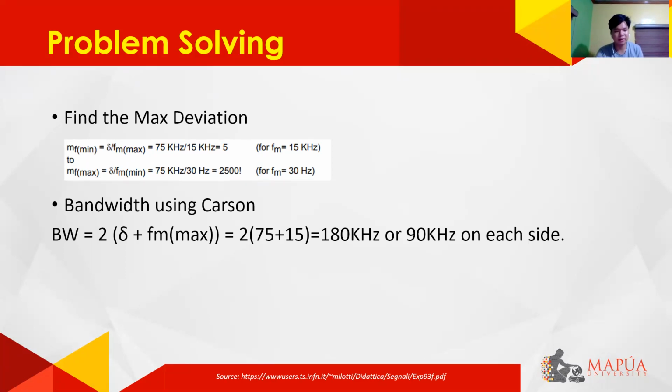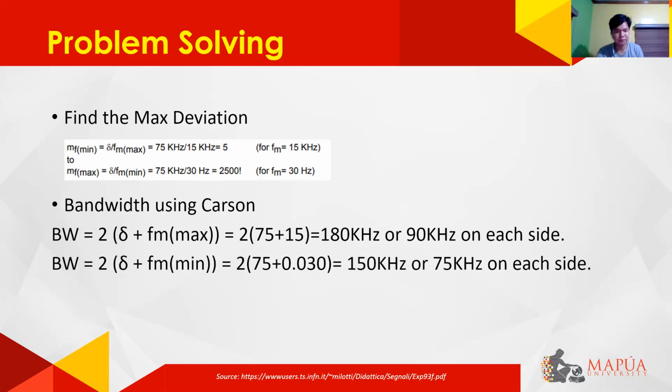And then for the minimum frequency modulation, it is 2 times delta, which is 2 times 75 plus 0.030, that will give us about 150 kilohertz, or 75 kilohertz on each side, which tells us that each sideband will have 75 kilohertz.